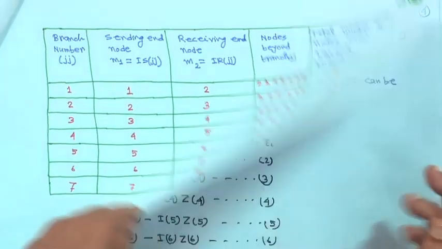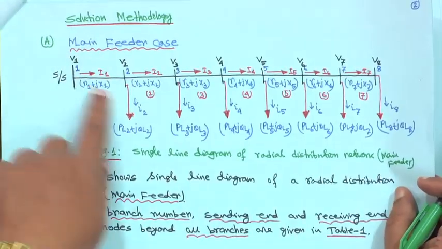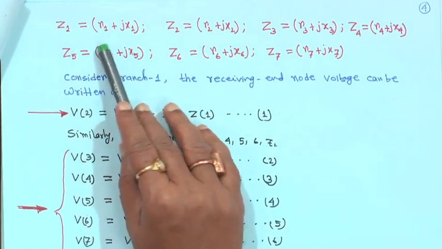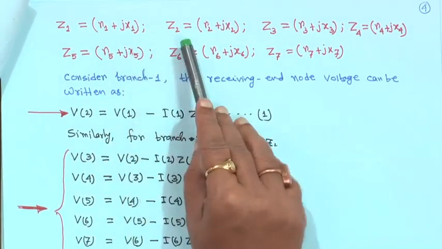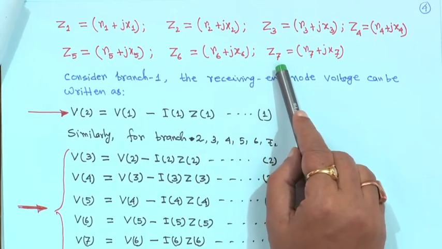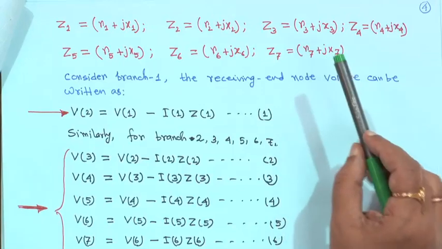Next is the impedance of the branch. These are all given: branch 1, branch 2, R 1 plus j x 1, R 2 plus j x 2, and so on, these are given. So, this is actually impedance, we are putting z 1 is equal to R 1 plus j x 1, z 2 is R 2 plus j x 2, and so on. There are 7 branches, because there are 8 nodes. So, 7 branches, z 7 is R 7 plus j x 7, right.